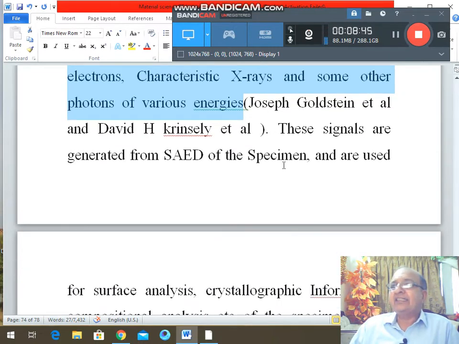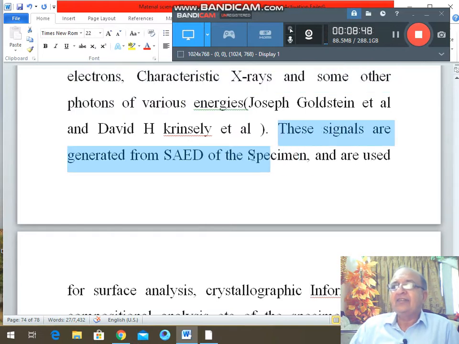Now, these signals are generated from SAED, selected area electron diffraction of the specimen. Selected area means the area you have chosen, as is usually done in electron microscopy. I will show you in a video. There is a specific area on which electrons are incident, that is being selected in electron microscopy. That is what we call selected area. Sometimes we call it energy dispersion, sometimes we call it electron diffraction.